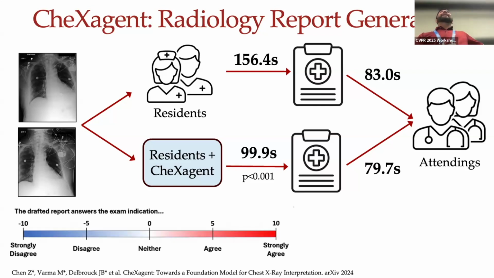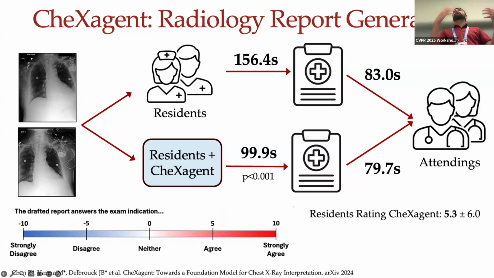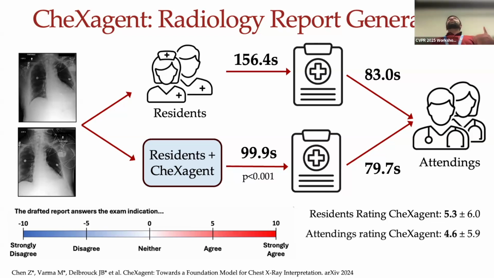So we similarly asked another question, whether the report generated by the CheXagent model actually answers the reason that the imaging was ordered in the first place, so the indication of the exam. And overall, we found that the residents rated the CheXagent somewhere around 5 or so. So that would say that on average, the residents agreed that the report is actually answering the question that the image was ordered for.